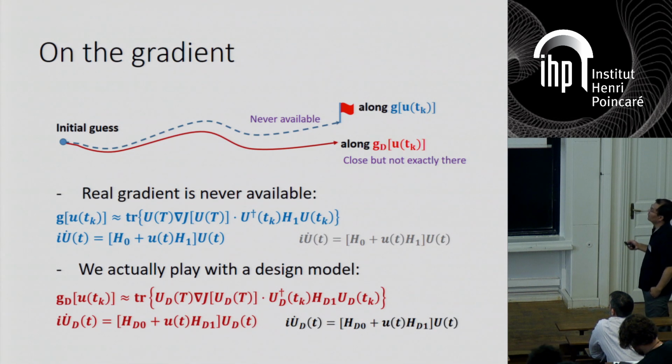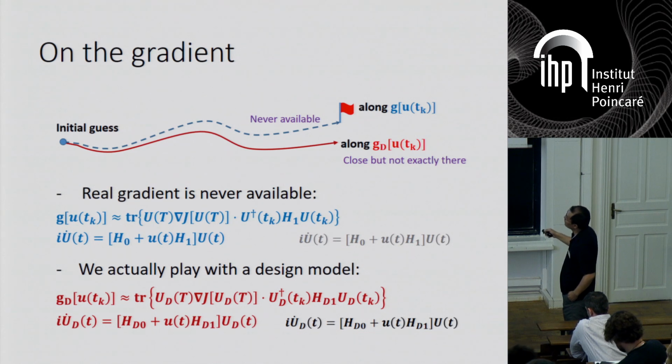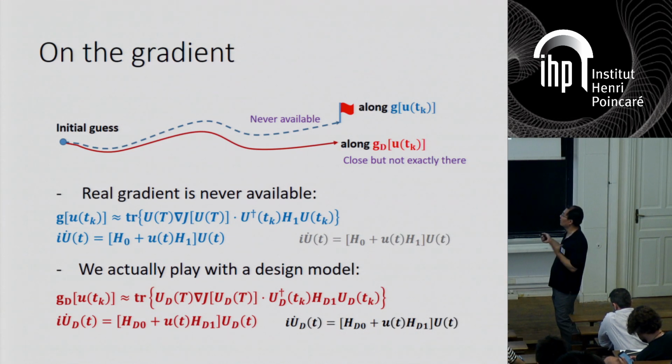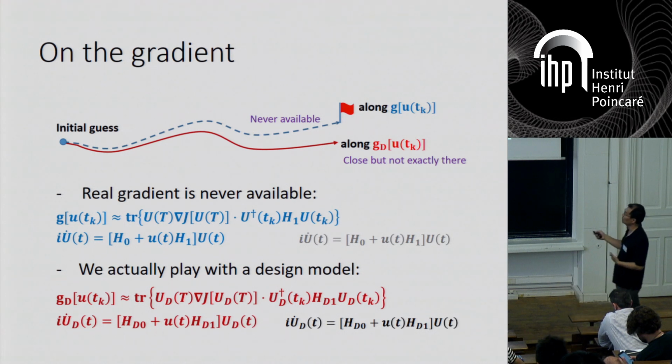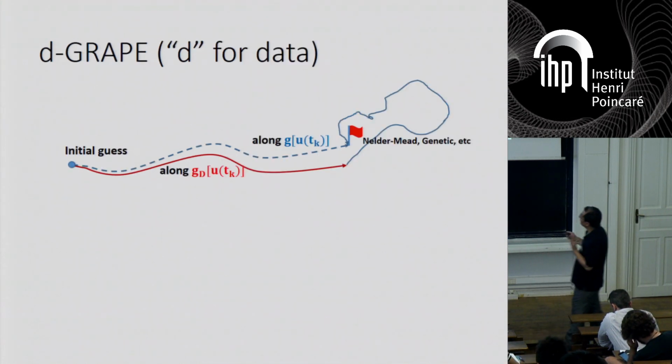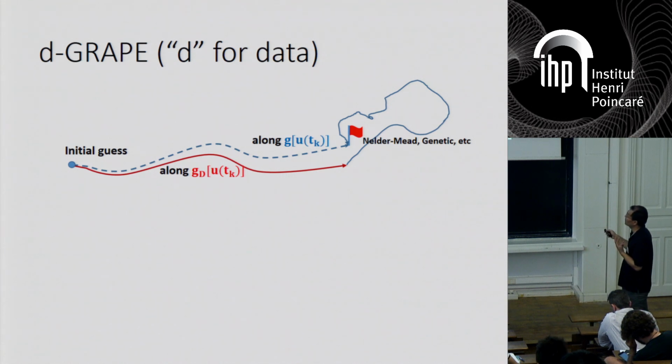So in practice we can follow the real gradient, and if we do, we'll get a very precise gate. But in practice, we don't have a good model. We don't have the precise model. We have only a design model, which is not exactly the same as the real model. So in practice, we can only follow a different path, and in the end, what we achieve is different from it. But we can be close. So now the problem is, how do we get from here to here?